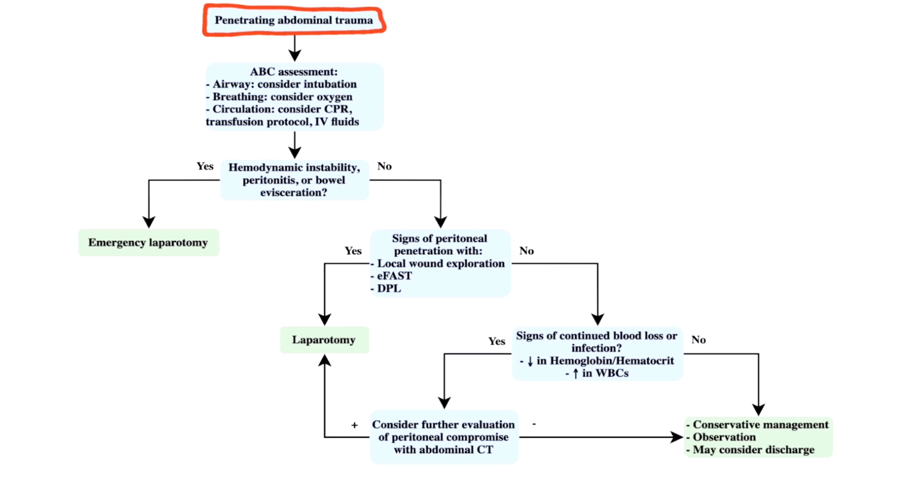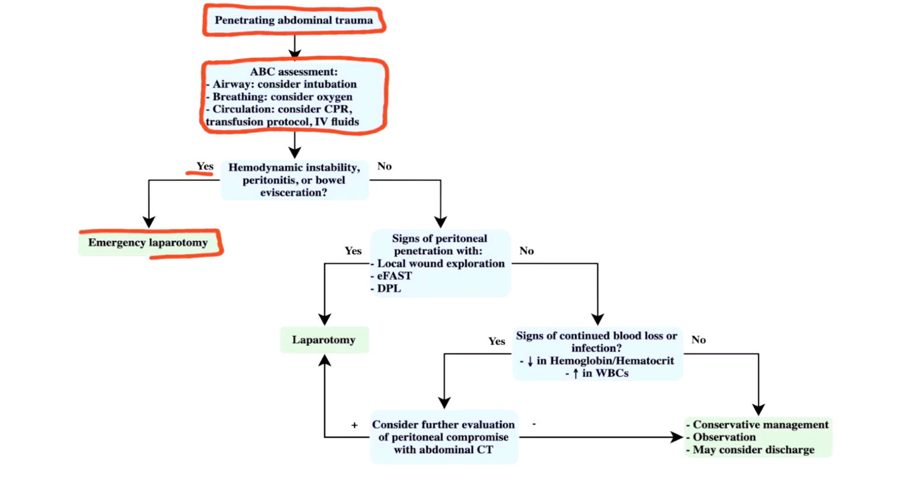As we already stated, we start with a primary survey that includes the ABC resuscitation system, where A stands for airway, B for breathing, C for circulation. Based on the initial evaluation, some patients may need intubation and some may need oxygen supplementation, CPR, transfusion protocol, and IV fluids.